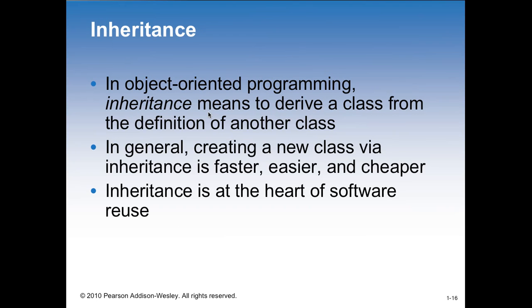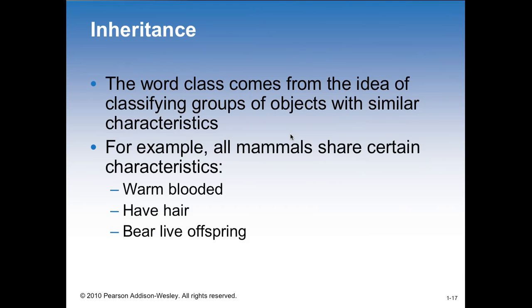So let's talk about inheritance for a second. In object-oriented programming, inheritance means to derive a class from a defined definition of another class. Hopefully we are familiar with the concept, at least. So creating a new class via inheritance is faster, easier, and cheaper, because we can take a collection and turn it into a stack. Take a collection and turn it into a queue. Inheritance is the heart of software reuse in terms of the technology.